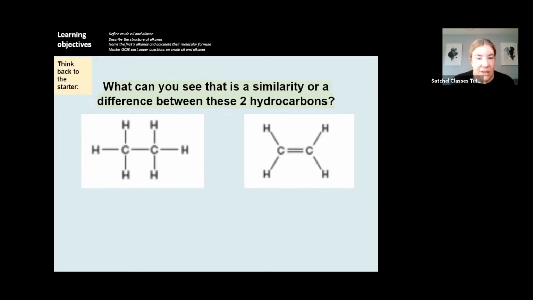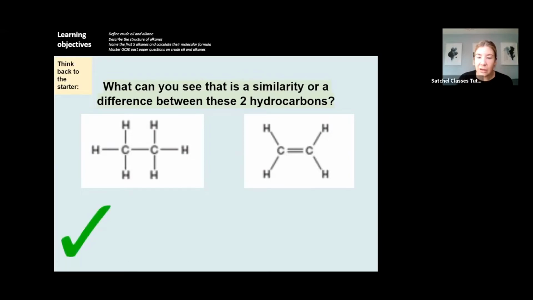Maybe you're counting the number of carbon atoms, or thinking about how many lines there are. Remember, the lines represent bonds. Then maybe you're looking at differences and noticing this one has two lines between the carbons and this one has one. So this one has a double bond, and we say this is a single. Also, maybe you've counted the number of hydrogens and spotted a difference there.